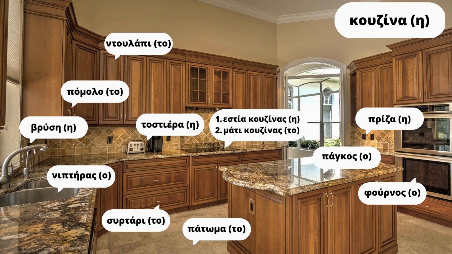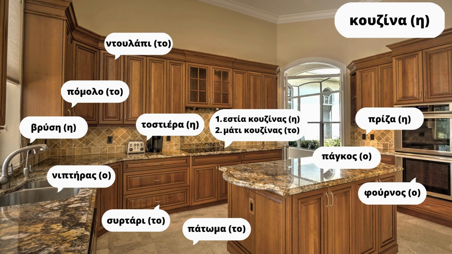The next room is the kitchen. The kitchen is called cousina in Greek. This is a feminine gender. I cousina. We have quite a few words to discuss here. Let's start from the top left and work our way down. The first word is to doulapi, by which we denote any kind of cabinet in Greek. The word is a neutral gender, of course. To doulapi.